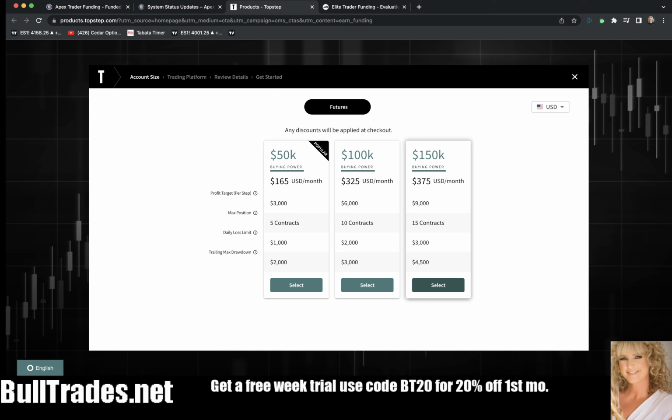The max trailing drawdown is 4,500 on Top Step. That means if we get to 154.5 on value, and then you lose 500 a day, right? You have a streak of like a week of problems. The total that you can get back to is the 150K, but you've got to still pay attention to that 3,000. So there's some nuanced differences between them.